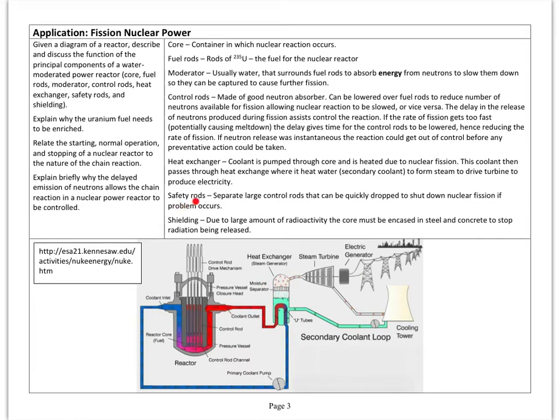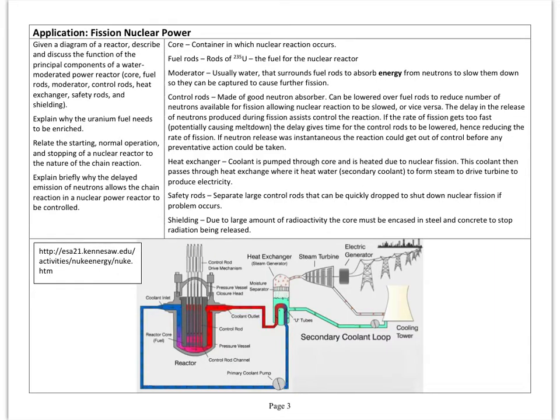You would also, in your nuclear power plant, have safety rods, which are separate large control rods that can be quickly dropped to shut down nuclear fission if a problem occurs. So they're like a second set of control rods. If the control rods fail, they can be released, absorb the neutrons and stop the process. You also need a large amount of shielding around this, as you've got large amounts of radioactivity produced. The core must be encased in steel and concrete to stop the radiation being released.